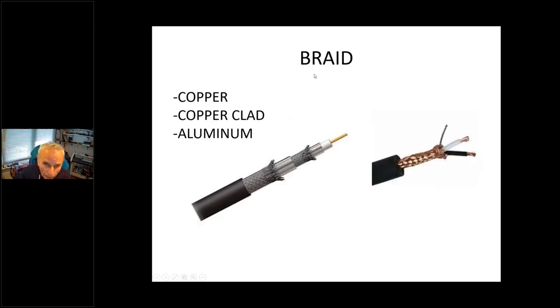Finally, not finally, but it's now covered by a braid, and the purpose of this braid, which is metal, is to produce a Faraday shield around this cable. Faraday shield will prevent RF from getting in. It will prevent RF from getting out. The braids are normally made of copper. It could be copper clad aluminum. It could be aluminum foil, which I didn't mention in there. Again, the purpose is to prevent RF from getting in, to prevent RF from getting out.